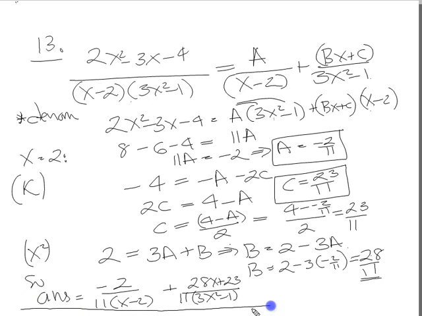There we are then. So the answer is minus 2 over 11 brackets x minus 2 plus 28x plus 23 over the 11 brackets 3x squared minus 1. Good. That's the method. Let's go on to the next one.